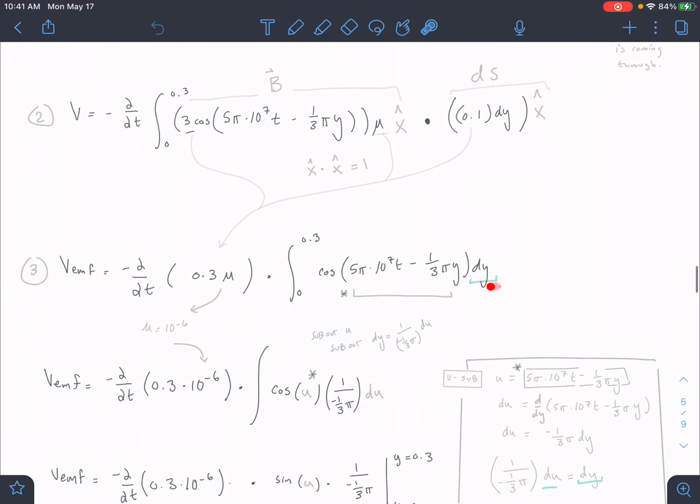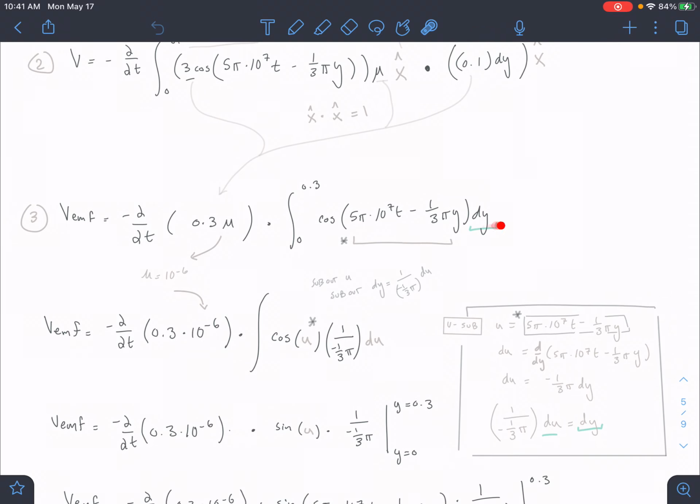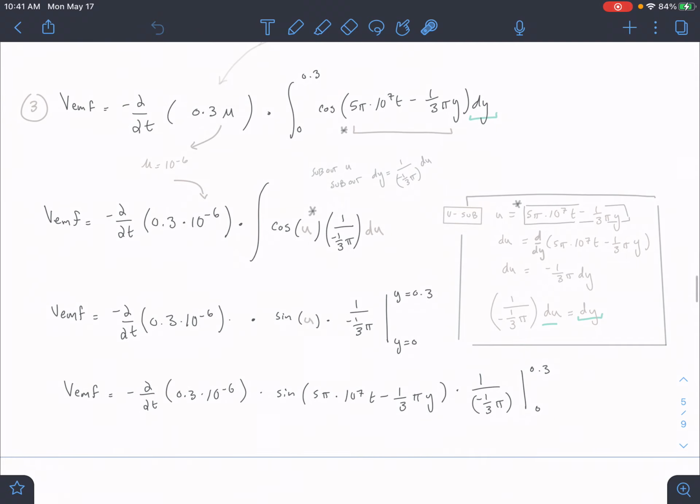Okay, so integrating with dy here, we're going to do the tricky part about this problem. I won't go super into the math. I'm just going to point to it and then let you guys solve this one out on your own. But we're doing a u sub here for the center part of this.